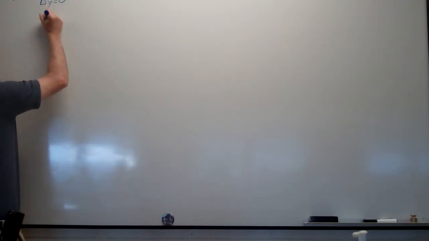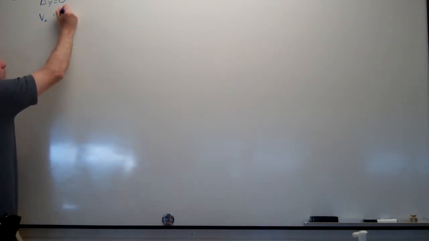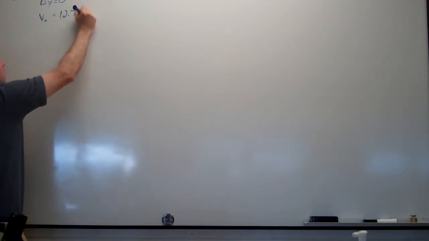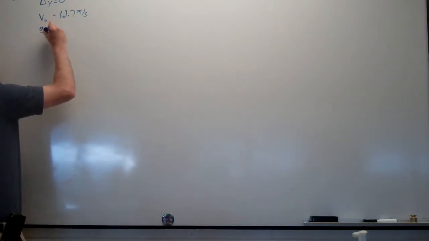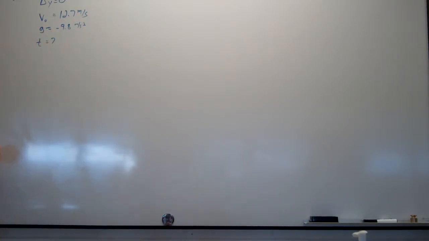What is our initial velocity? 12.7. And that's positive, and g is negative 9.8. And we're looking for time. I'm going to do this a couple different ways again, just because it'll show you a couple of important things. Alright, what's the velocity of this at the highest point?